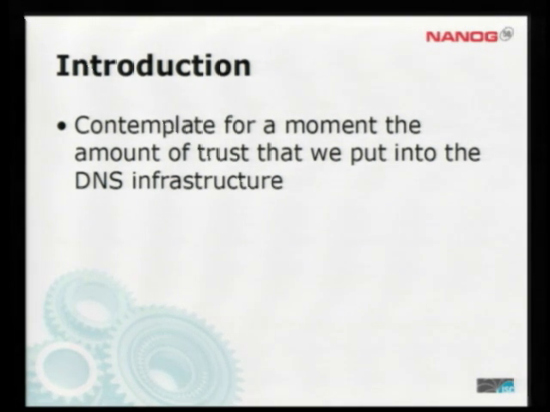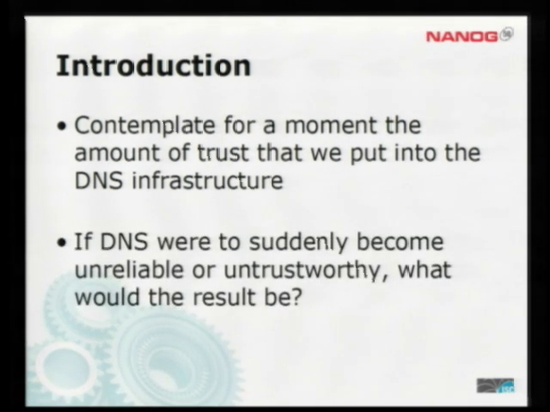We talk about securing all sorts of things. We talk about securing air flight. We talk about securing bridges. We talk about securing BGP. We talk about all these things. But for the longest time, DNS was one of those things that it just works. It's all good. Nobody's really attacking DNS. It's good enough. Well, unfortunately, that isn't really the case. If DNS were to suddenly become unreliable or untrustworthy, what would the result be?